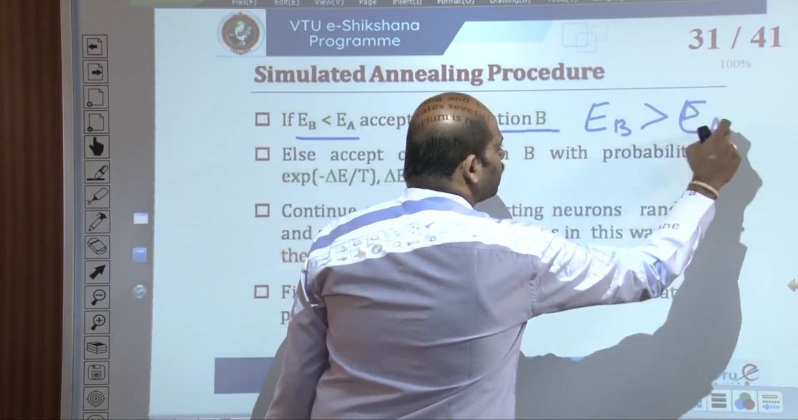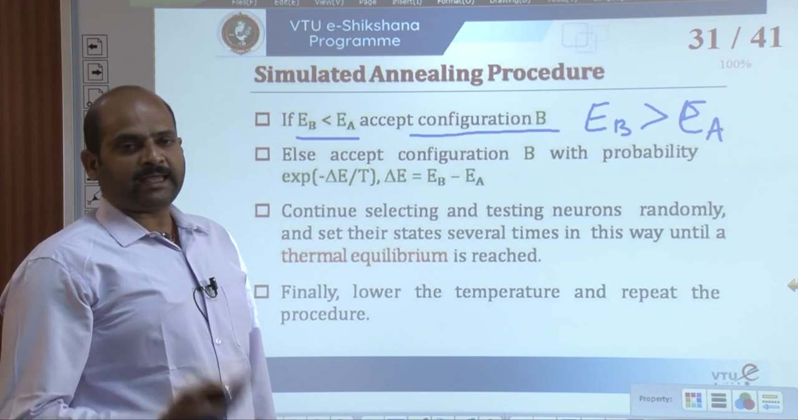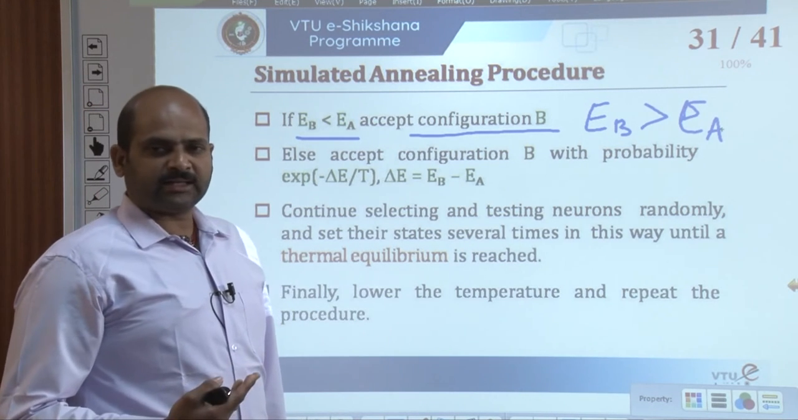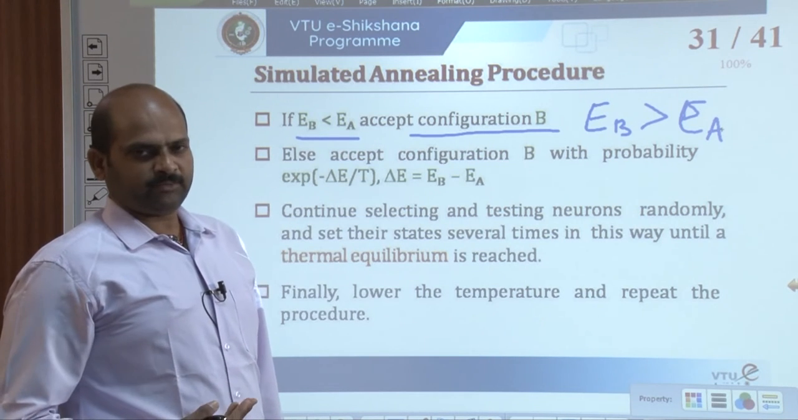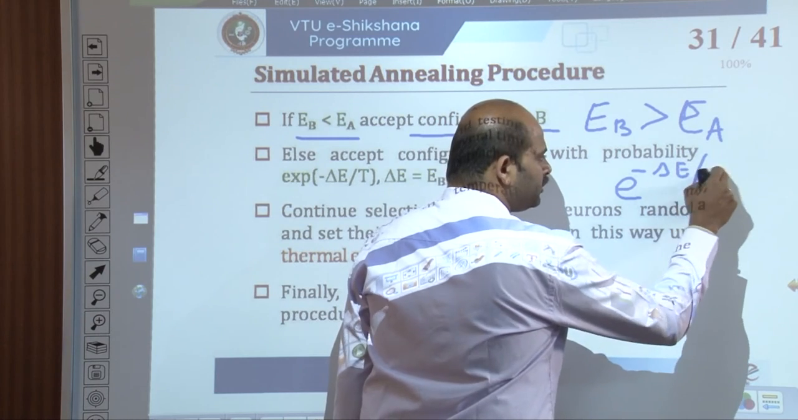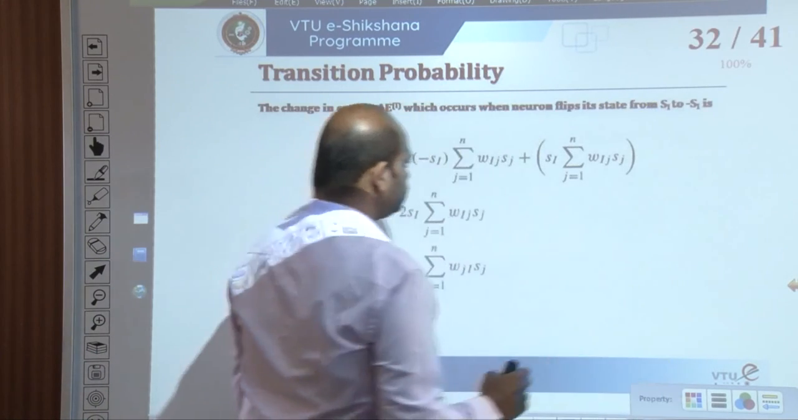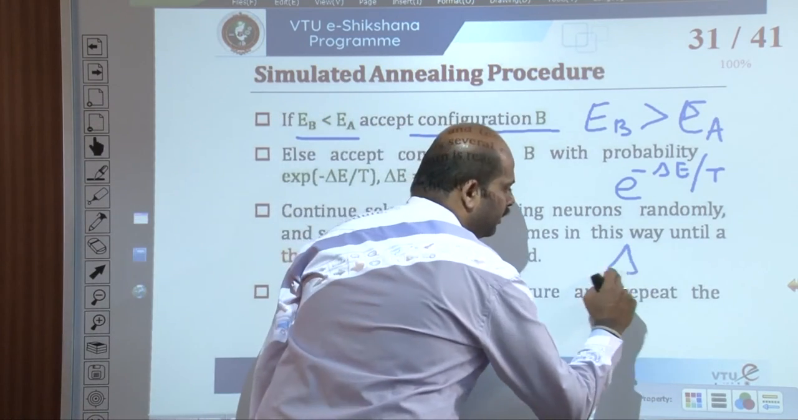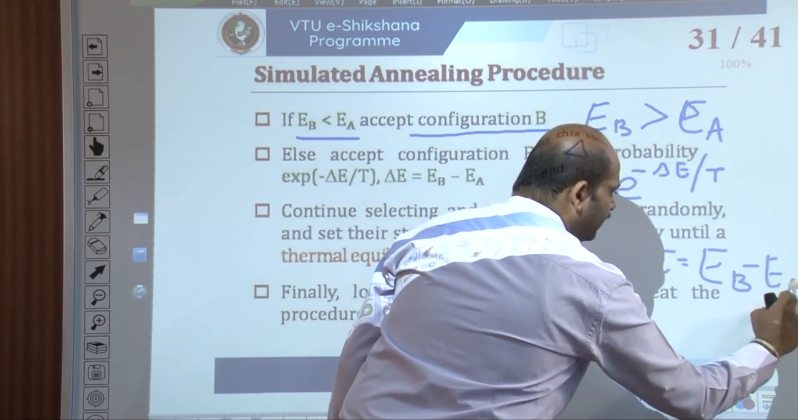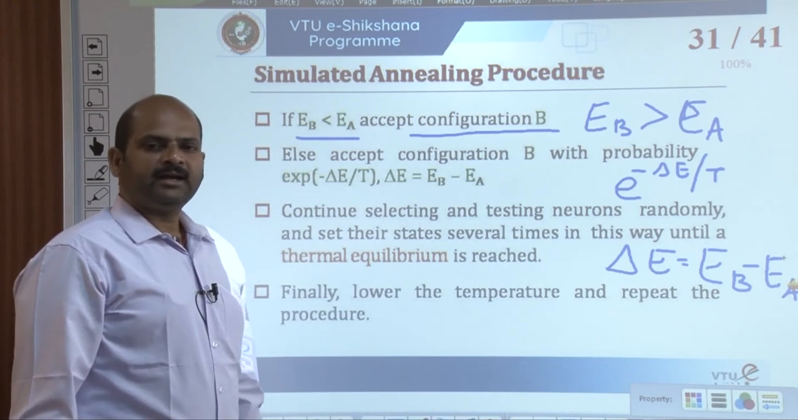If EB is going to be greater than EA, the newly generated configuration has a higher state of energy when compared with the previous one, then what do we do? We accept the state change for neuron I with a probability. We identify the probability as e to the power of minus del E over the temperature, where del E is obtained by subtracting the previous energy value from the newly generated value. Then we can get the del E value.